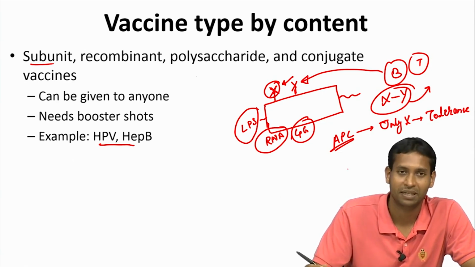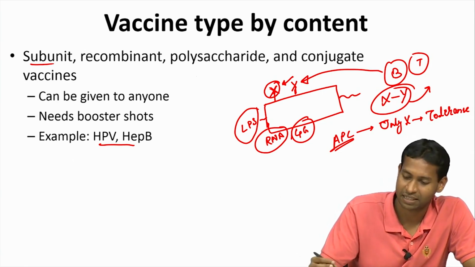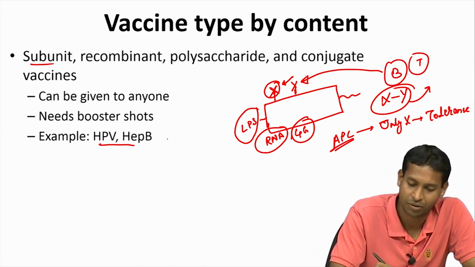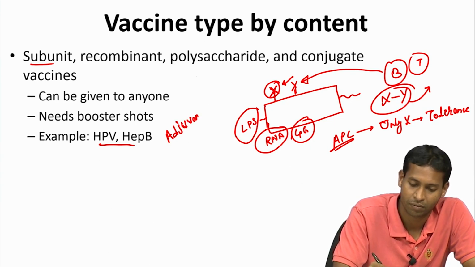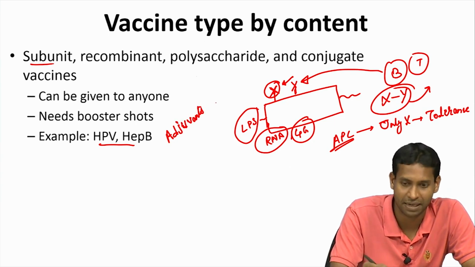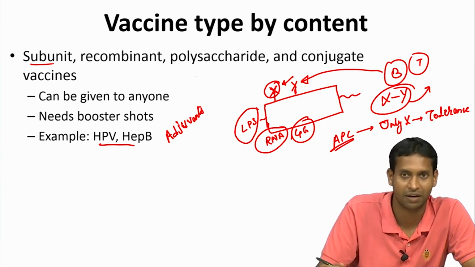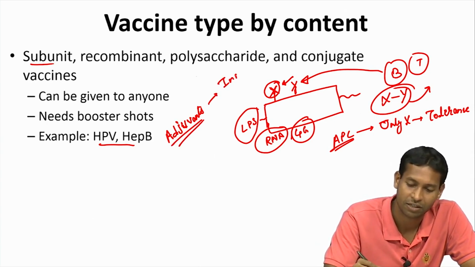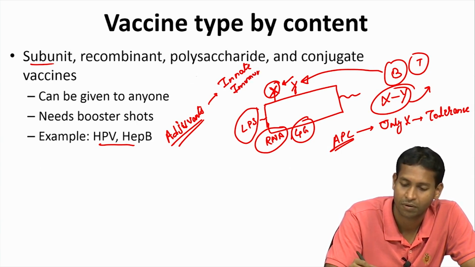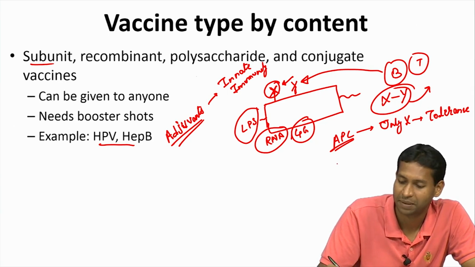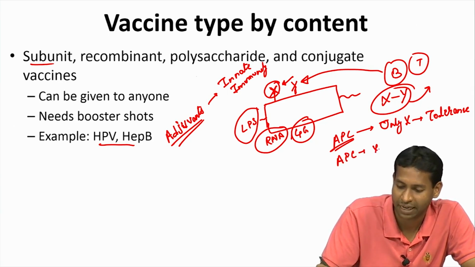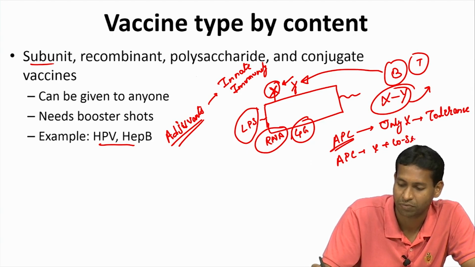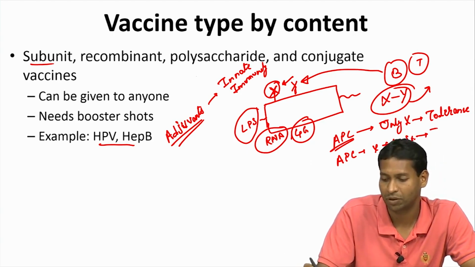So, to overcome this, along with the X there are some adjuvants that are also given, such as LPS or the CpG, or there are several others, to ensure that the innate immunity is also hit at the same time. That would mean that the APC has both X plus co-stimulatory molecule, and that could lead to a good immune response.